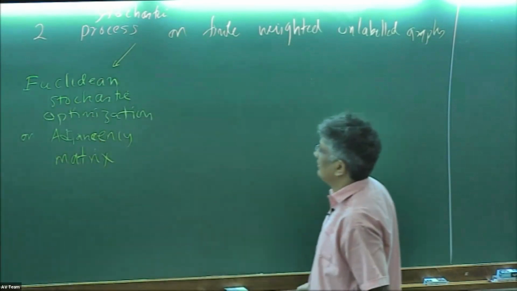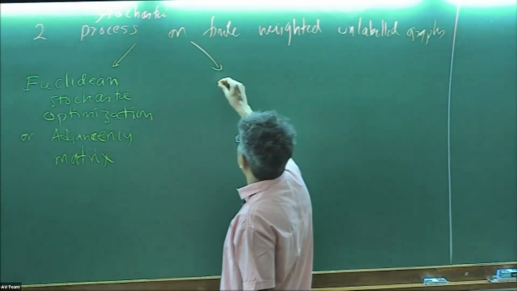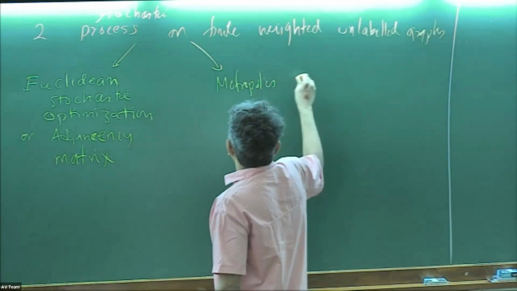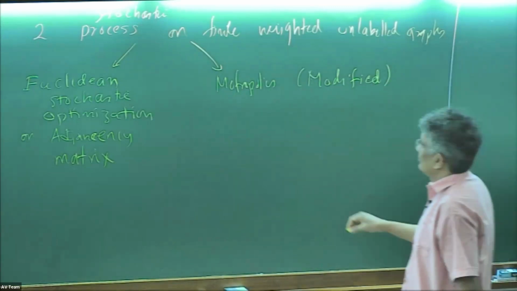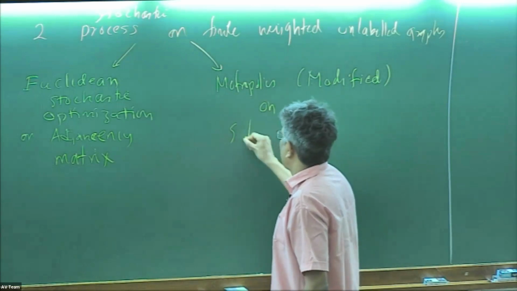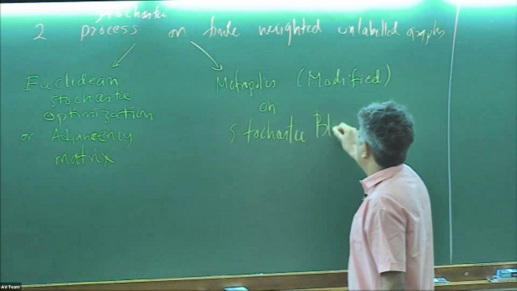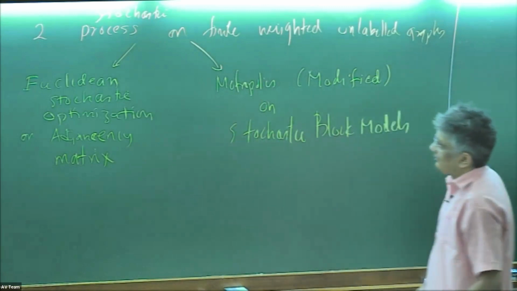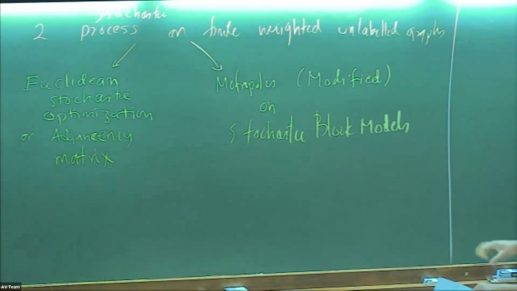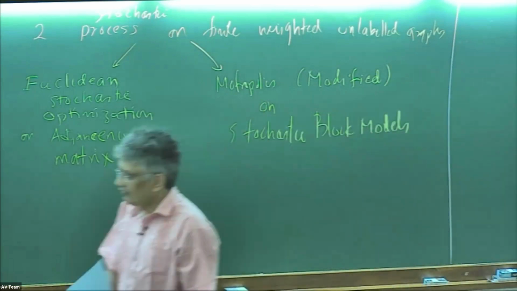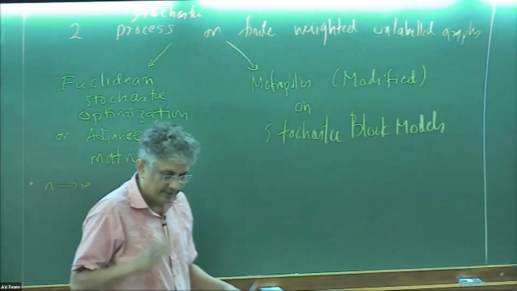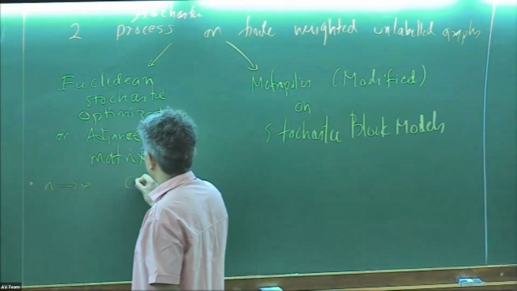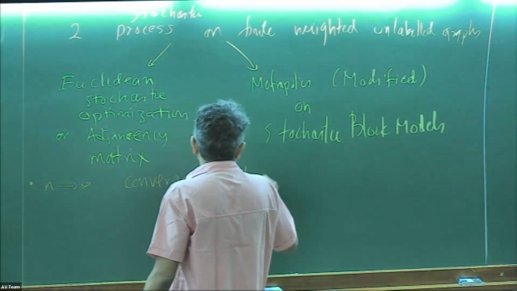That's one particular process we'll do. The other one, sort of a novel one, which I'll explain in more detail, is the modified Metropolis chain. Since we have learned about dense graphs in the last two or three talks before, I will build a Metropolis chain on stochastic block models. And I have these two processes, method one and method two. The results are the following: we'll show that as n goes to infinity, both these processes will converge to deterministic flows.